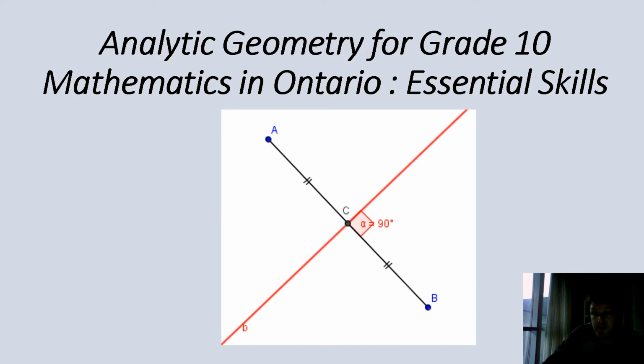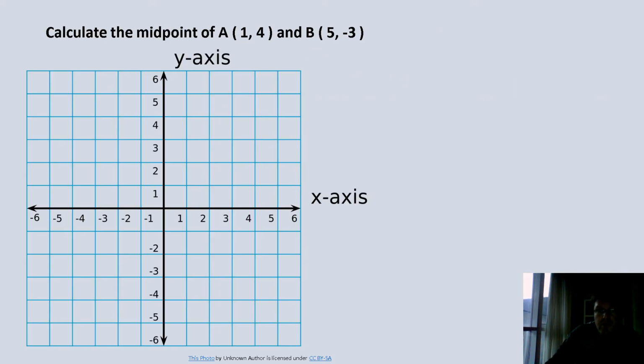This is a short video just to look at the essential skills you'll need to get started in the Analytic Geometry unit of MPM2D. First thing that would be useful to know is how to find the midpoint of a line that connects 2 points. So let's plot these points: 1, 4 here, and the point 5, minus 3.